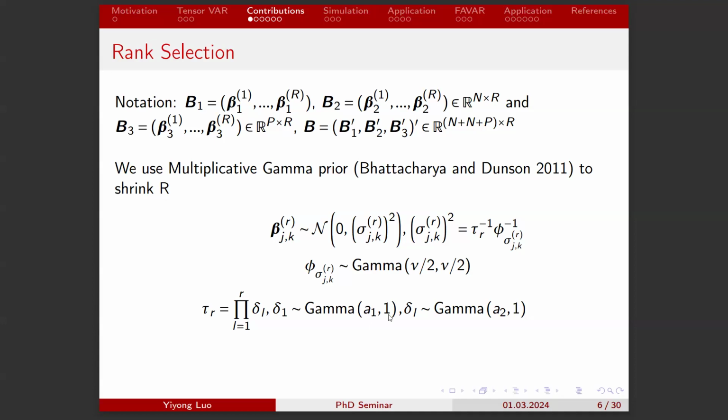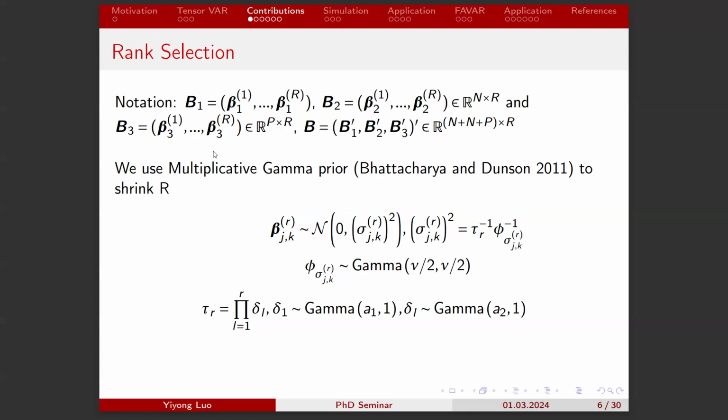And if the expectation of delta L is greater than 1, then the expectation of tau R will increase with R. Naturally, you can think the inverse of tau R will decrease with R. And we call it the multiplicative gamma prior, from the family of increasing shrinkage priors, because the shrinkage level of the margins with higher column index will be higher. So if the margin is around here, then it will shrink to some smaller value compared to the margins that are here.